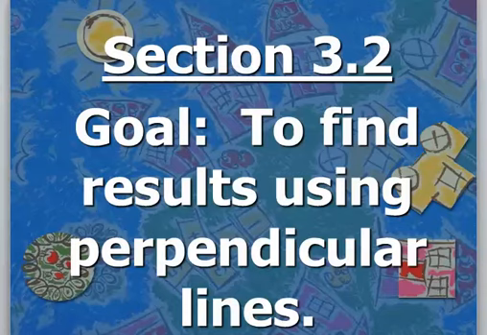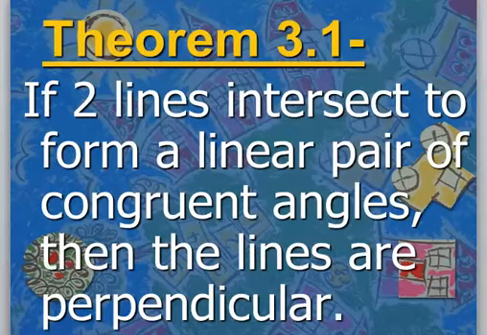In section 3.2, our goal is to find results using perpendicular lines. We're also going to talk about types of proofs. Once we write down these theorems, we will be drawing pictures to go with them.